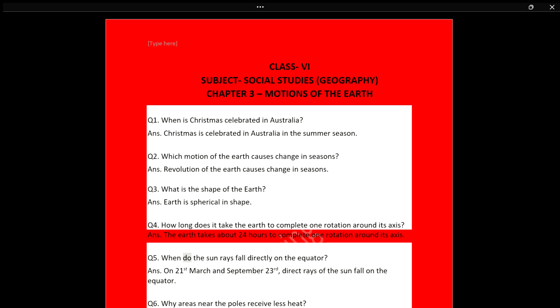Q5. When do the sun rays fall directly on the equator? Ans. On 21st March and 23rd September, direct rays of the sun fall on the equator. Q6. Why do areas near the poles receive less heat? Ans. The areas near the poles receive less heat as the rays of the sun are slanting. Q7. What causes change in seasons? Ans. Seasons change due to the change in the position of the Earth around the sun.